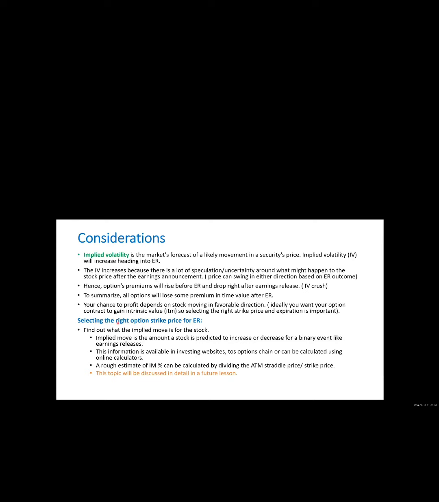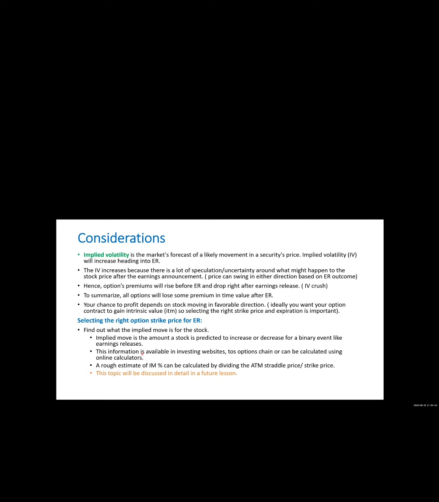Now, to select the right option strike price for an earnings result, find out what the implied move for the stock is for that earnings result. Implied move is the amount a stock is predicted to rise or fall for a binary event like an earnings release. This information is available on investing websites. The Thinkorswim options chain also has the implied move posted there. I will show that to you in the next class. Or you can also calculate it using online calculators. There are a lot of calculators out there that you can use to calculate the exact implied move.